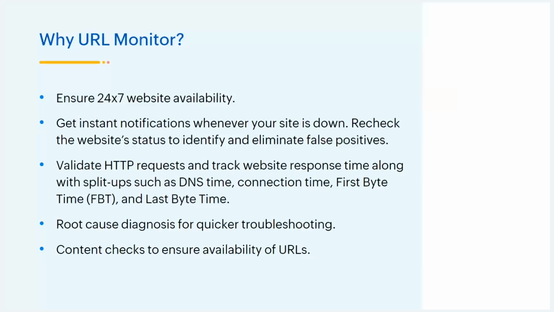So, Applications Manager URL Monitor tracks your website's response time, breaking it into components like DNS time, connection time, first byte time, and the last byte time. The first byte time in particular indicates how quickly the website is performing for the users.